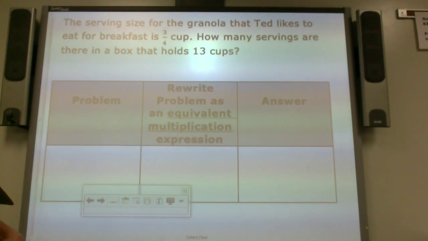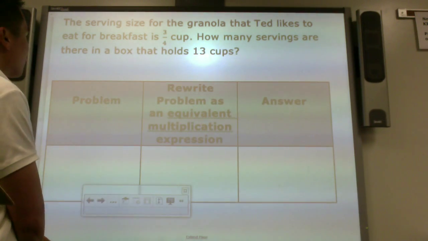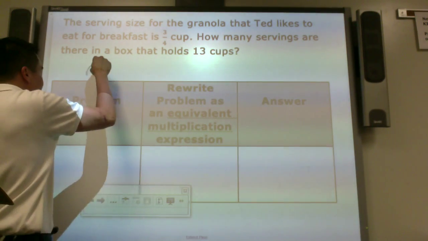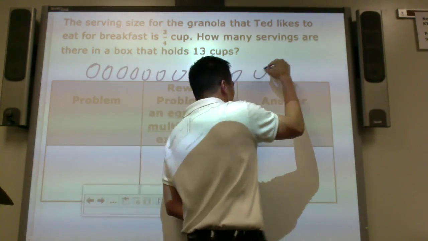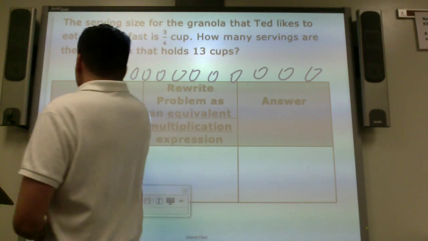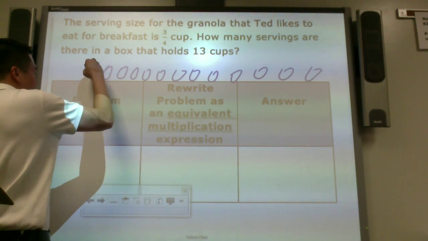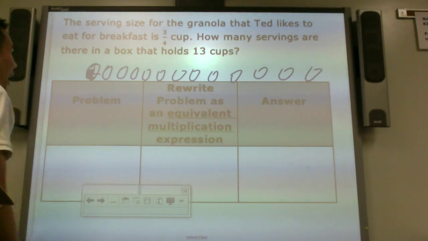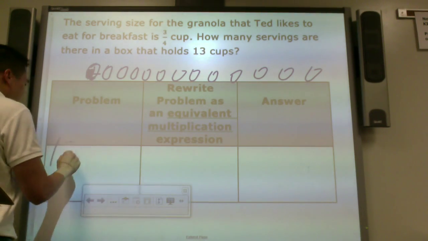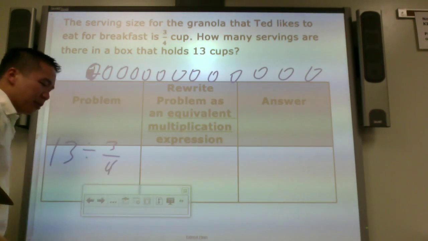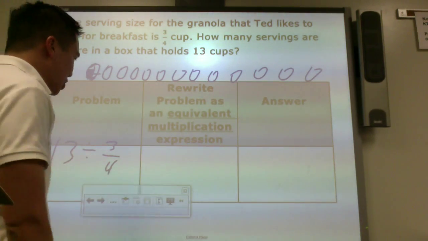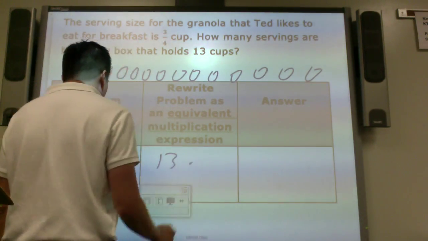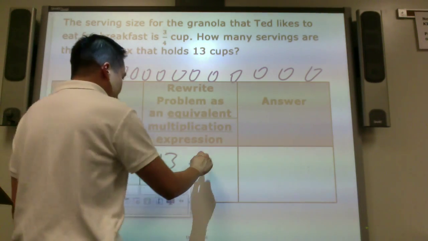Next one. The serving size for the granola that Ted likes to eat for breakfast is 3/4 of a cup. How many servings are there in a box that holds 13 cups? So you have 13: 1, 2, 3, 4, 5, 6, 7, 8, 9, 10, 11, 12, 13. And each time he eats it, he gets 3/4. How many 3/4 are in there? So 13 divided by 3/4. I'd like to know how many 3/4 cups are there in 13. I need to turn it into an equivalent multiplication expression. It'd be 13 times the reciprocal of 3/4, or 4/3.